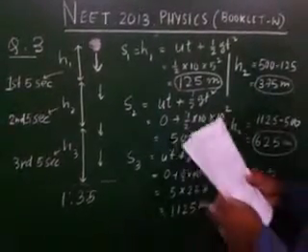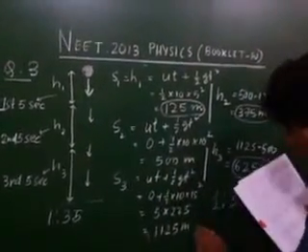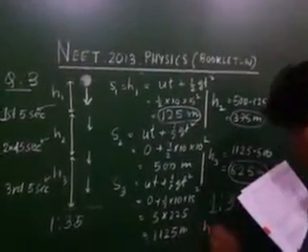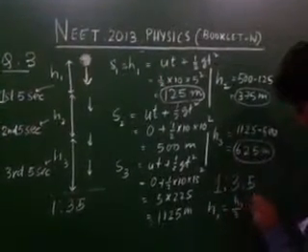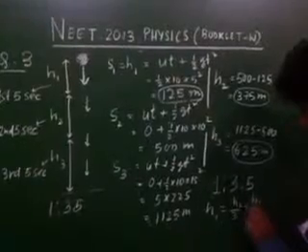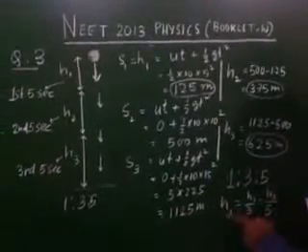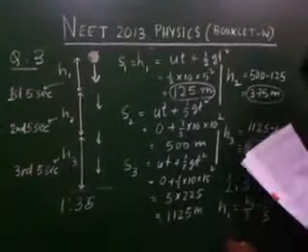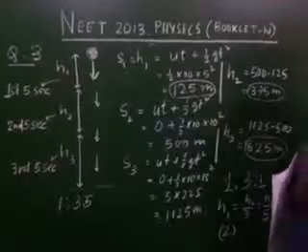1:3:5. So according to the booklet, your answer will be option 2, because in option 2 it is given as h1 equal to h2 by 3 equal to h3 by 5. That means h1 is to h2 is to h3 is equal to 1:3:5. So the correct option will be 2 according to your booklet.